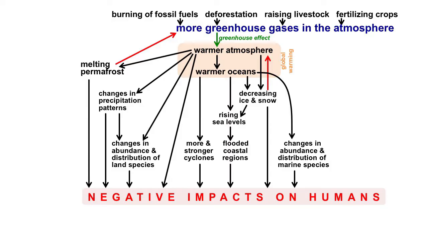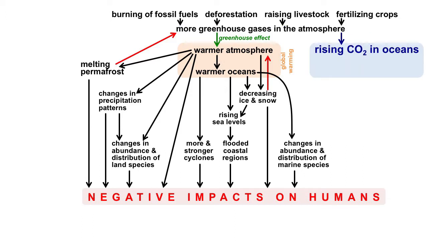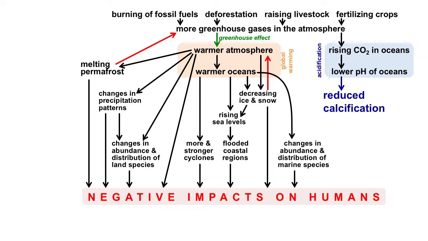Another effect of a higher concentration of carbon dioxide in the air that is not as well known as global warming is the increase in the concentration of carbon dioxide in the water, which leads to a lower pH of ocean water. This process is called acidification.